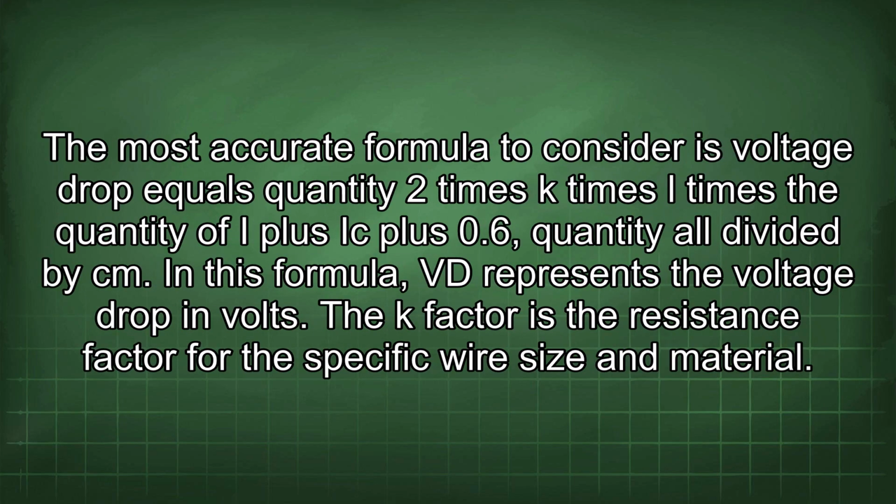The most accurate formula to consider is voltage drop equals quantity 2 times K times L times the quantity of I plus 0.6 IL quantity, all divided by CM. In this formula, VD represents the voltage drop in volts. The K factor is the resistance factor for the specific wire size and material.